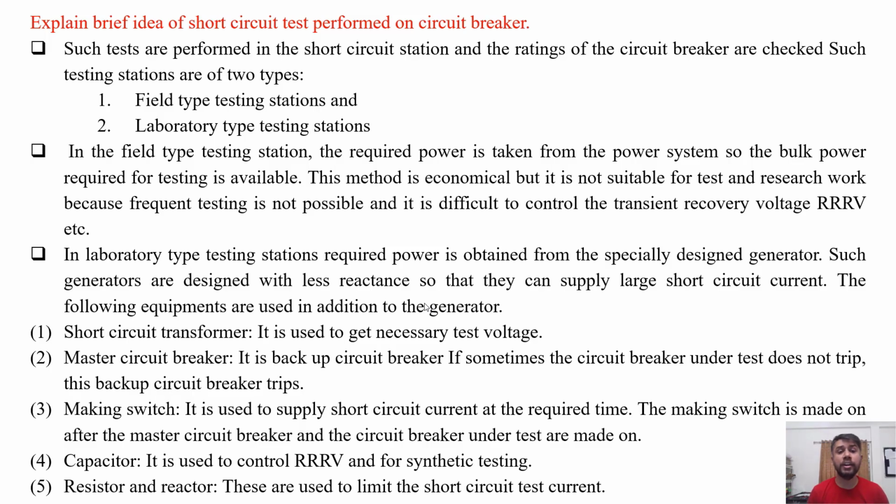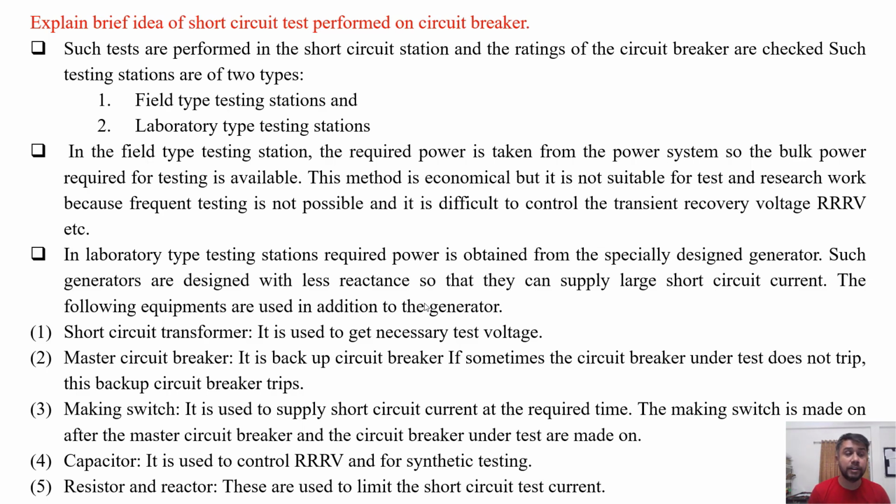In the laboratory type testing stations, the required power is obtained from a specially designed generator. Such generators are designed with less reactance so that they can supply large short circuit current. The following equipment is used in addition to the generators. These are the short circuit transformer. It is used to get the necessary test voltage.